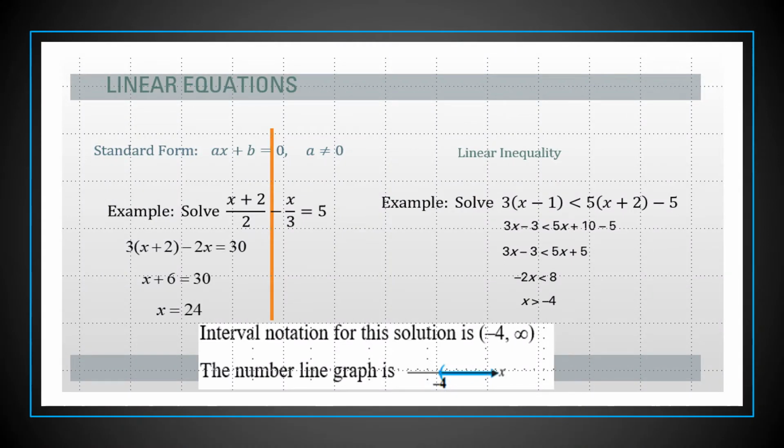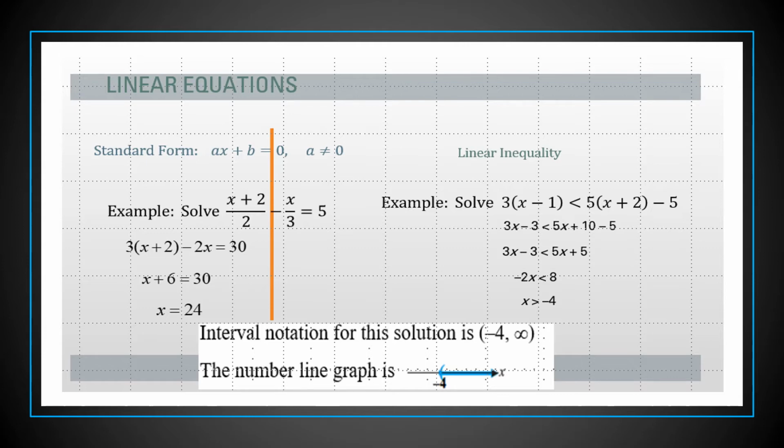We also might have come across equations in just one variable, linear equations in one variable x. The standard form is ax plus b equal to 0. We can solve for x. Like in this example, we have x is equal to 24.